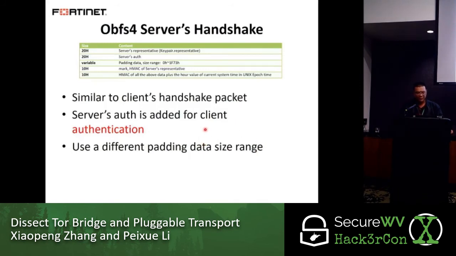Now it's time to make the server's handshake packet, which is similar to the client's. Let's only see what the differences are. It inserts the newly generated auth data after the first part, right here. And the random padding data is different in size, inside the range.